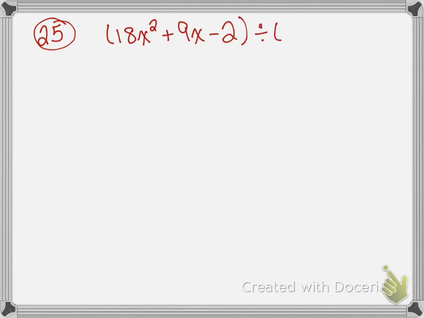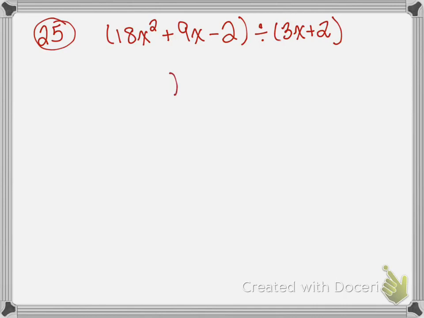Yep, okay. It's (18x² + 9x − 2) divided by (3x + 2). Okay, now this one does not have a remainder, and so this one is more like what you'll see on your test.